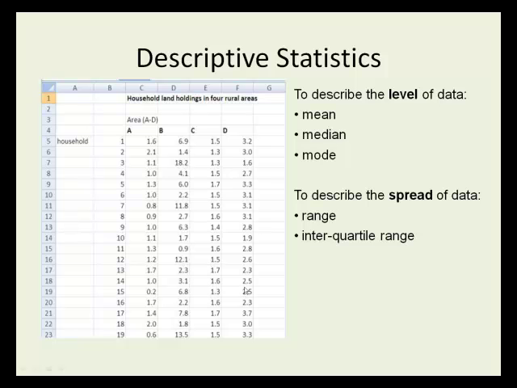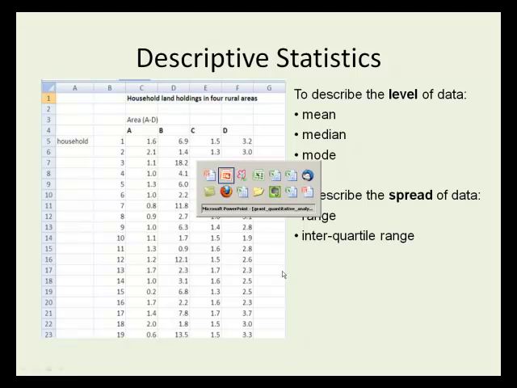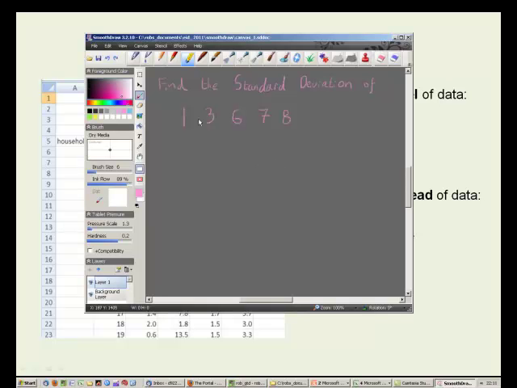Now, even though for practical purposes you always use a computer or a calculator to give you this, it's important to understand the concept of what it means. So I'm going to show you how to work it out just with a few numbers. So here we've got a few numbers to find the standard deviation of: 1, 3, 6, 7 and 8.